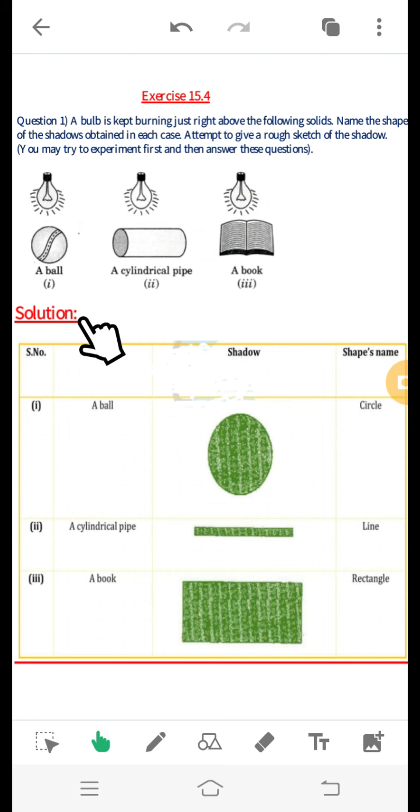Suppose the first figure is the ball, so the shadow is just like a circle, or we can give the name: it's a circle. Similarly the second one is a cylindrical pipe, so its shadow is just like this one, a line. You can say it's a line. Book: when we put the bulb over that, the shadow is just in the form of a rectangle, we can give the shape name as a rectangle.